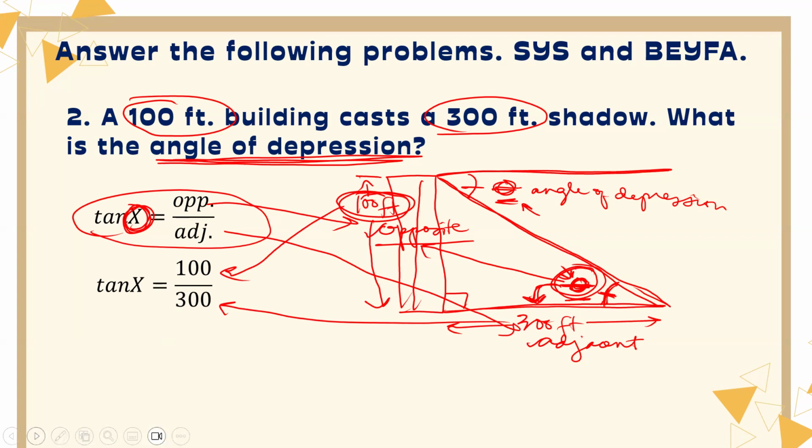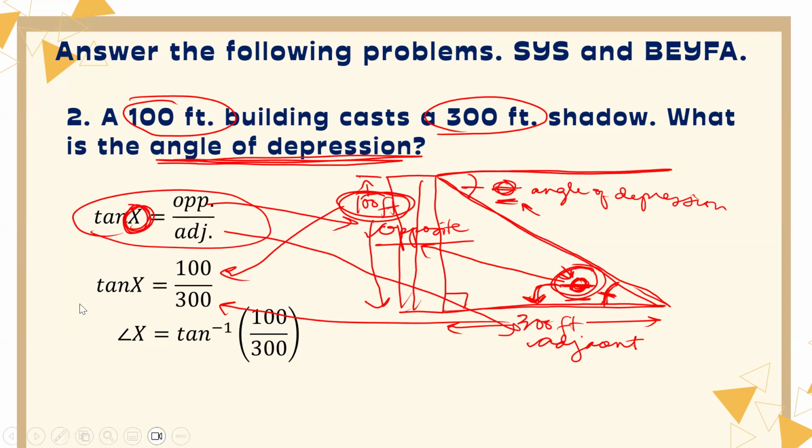So tan x, solving for x, we click shift tan 100 over 300. Everybody get your calculators. What is shift tan 100 over 300? Type on the comment section your answers. What is shift tan 100 over 300?